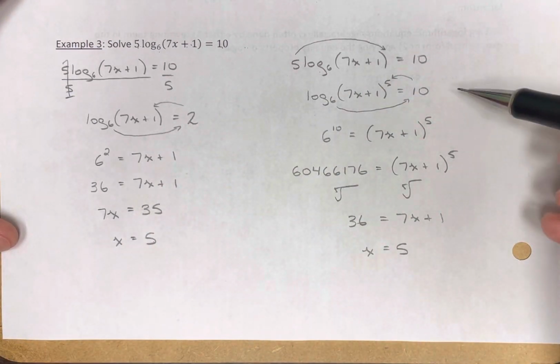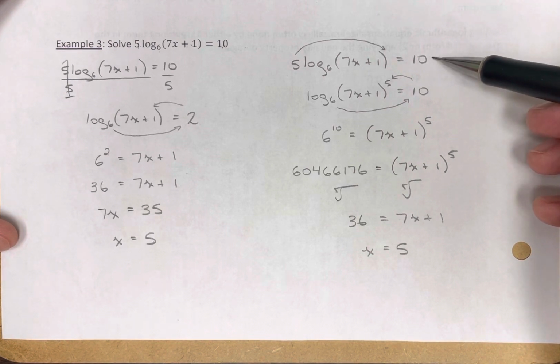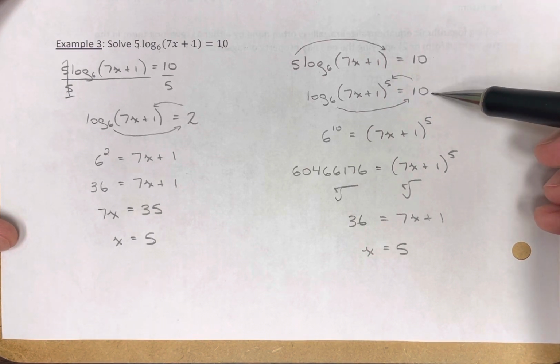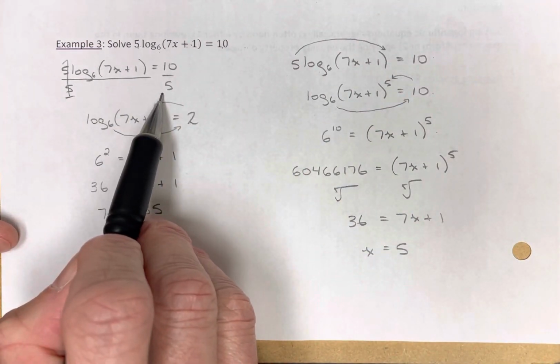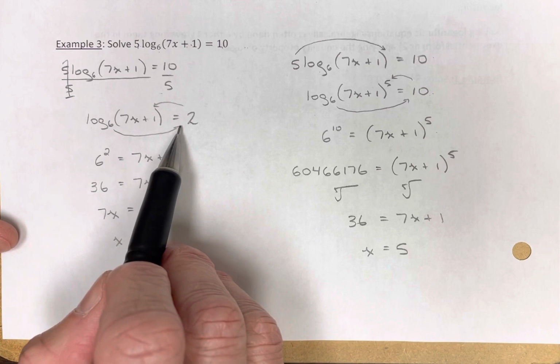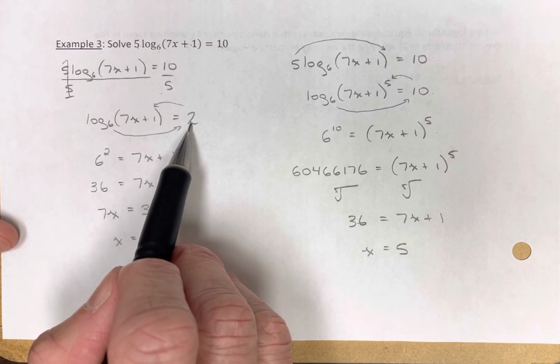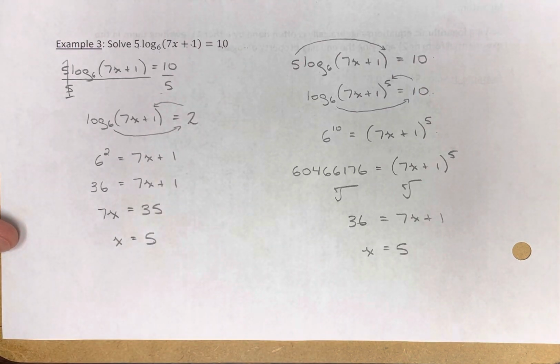In this case, I used the power rule here, and then I used the inverse exponential form to get to here. This one I first used division, and then I changed it into its exponential form, its inverse form to get to here. Either way works just fine. Okay, let's continue. I have some more examples.